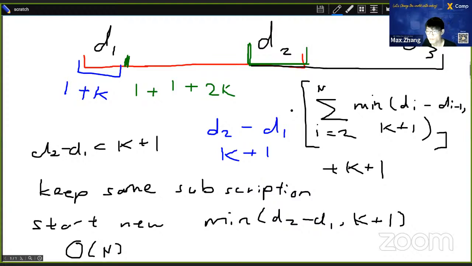Any questions on this problem? All right, then, yeah, so in that case, oh wait, hold up, yeah.